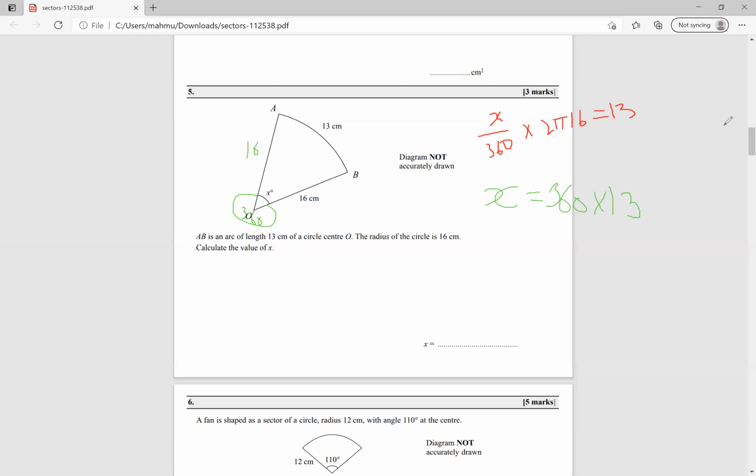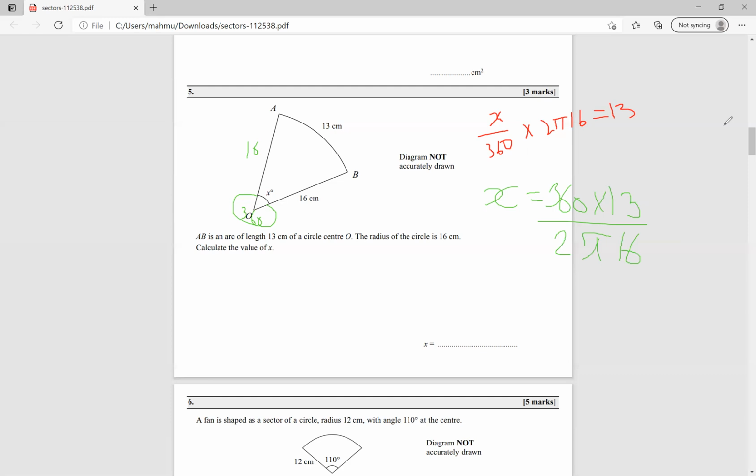Now you've got 2 pi r, which is basically also multiplying, but if you take it to the other side, it becomes divide. So 360 times 13 divided by 2 pi 16. That's it. That's your x. Now you could easily work out the size of x. So using this formula, work out the size of x.